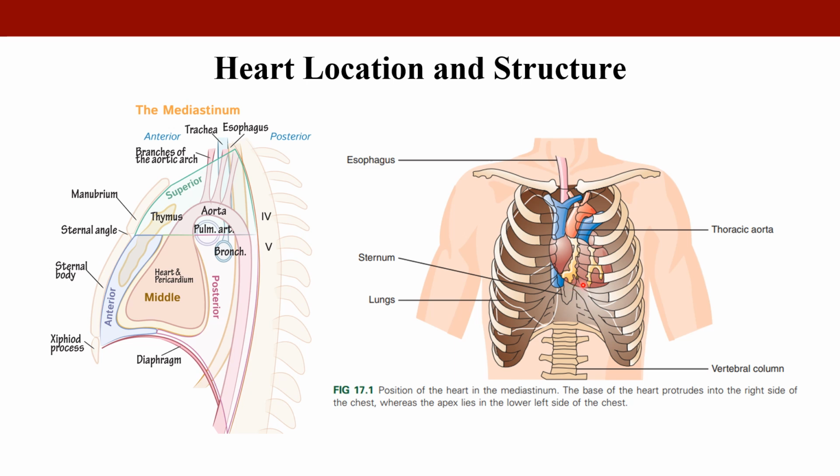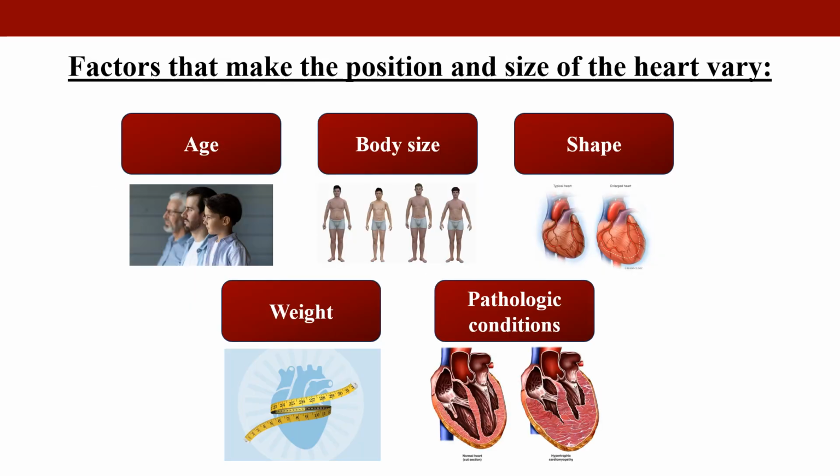The apex, which points downward, forward, and to the left, is located in the fifth intercostal space at the mid-clavicular line. The position and size of the heart can vary depending on several factors, such as age, body size, shape, weight, and pathologic conditions. These variations can affect the precise location of the heart and the point of maximal impulse, or PMI, which is the area where the heart's beat is most strongly felt. The PMI can be palpated where the apex strikes against the chest.